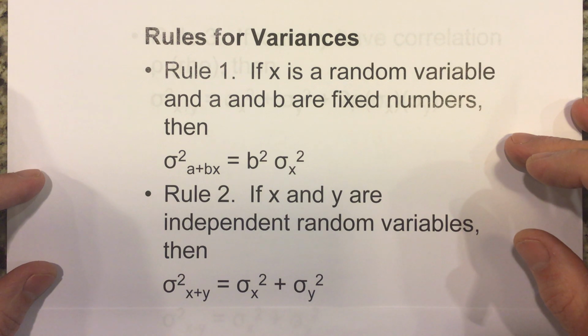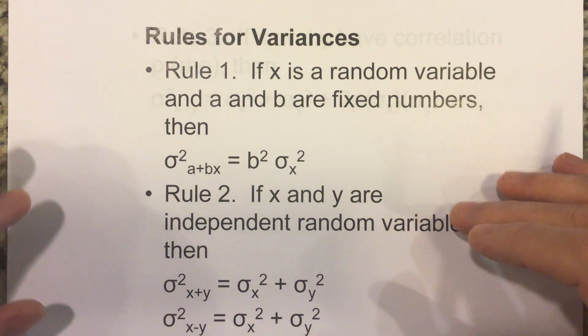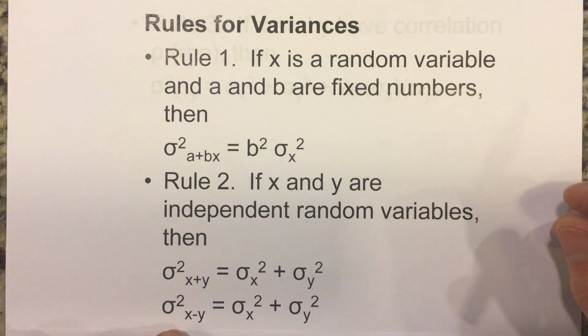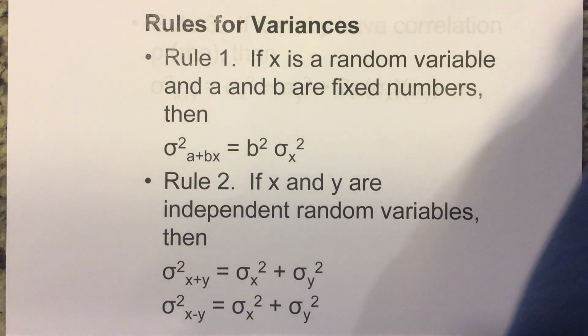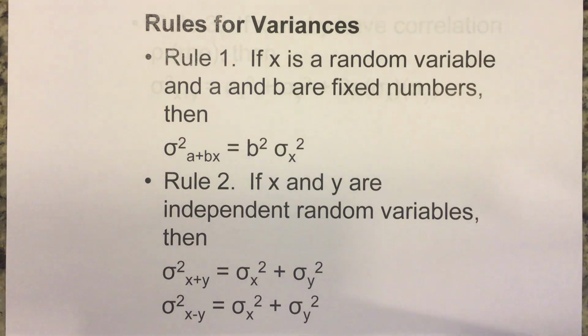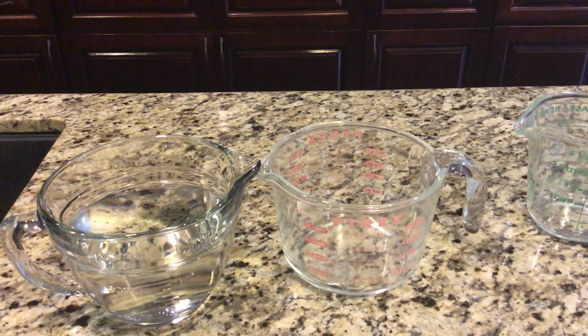Just like the rule for means. But here is where students really scratch their head. What if I want to take the difference of two random variables? The variance of the difference of two random variables is actually the sum of their variances. Whoa, that's mind-blowing, right? All right, let me see if I can set a little something up here to try to explain this to you the best I can. So let's see if I can follow along with a quick experiment here. I have some measuring cups over here.